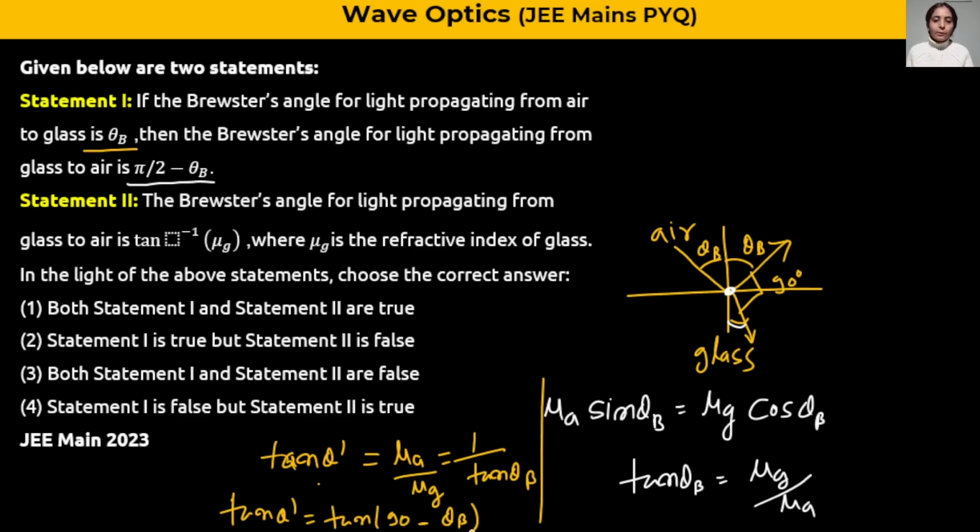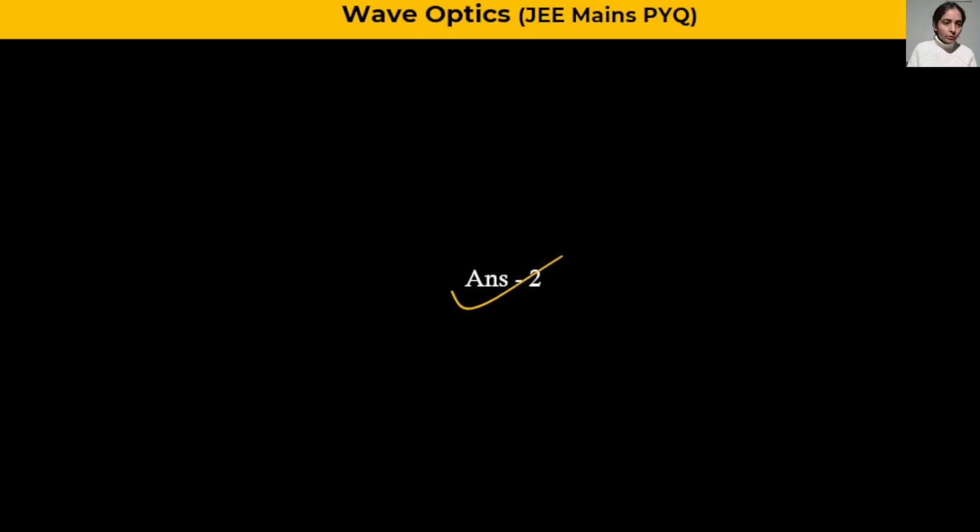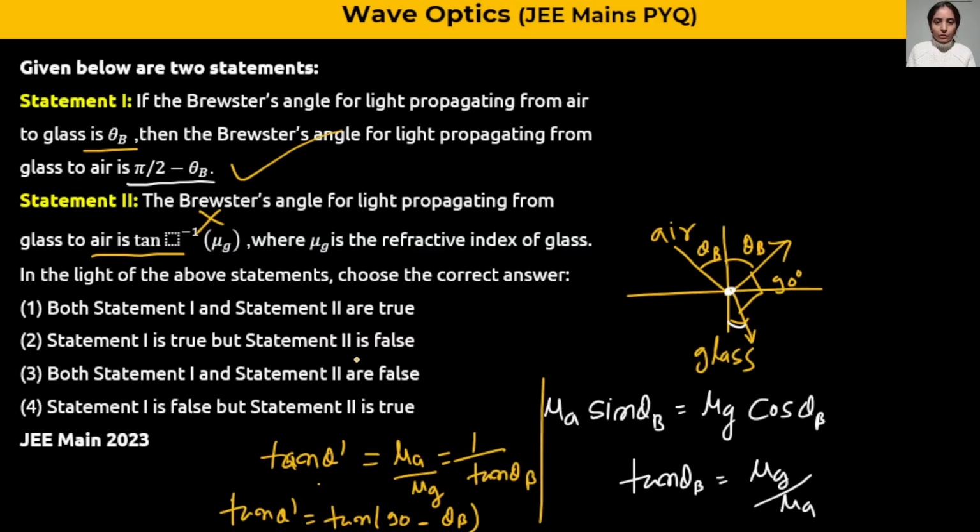So theta dash is equal to 90 minus theta b. So this is correct. The Brewster's angle for light propagating from glass to air is tan inverse mu g. For glass to air, is it tan inverse mu g? No. It is tan inverse 1 by mu g if mu a is 1. Done. So this doesn't look correct. This is wrong. So statement 1 is true and 2 is false. Correct option is 2. Let us check. Statement 1 is true, but statement 2 is false. Done. So yeah, this one is your correct option.